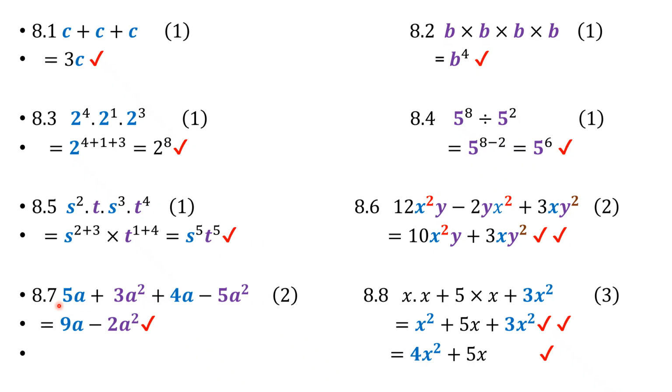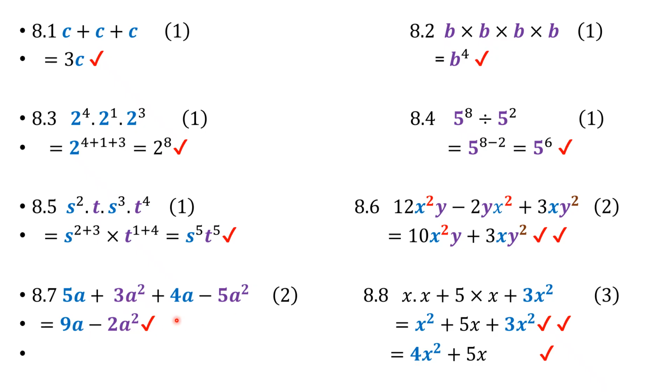Right, then 8.7, we have 5a plus 3a squared plus 4a minus 5a squared. Again, I assume you can see there in blue, I've highlighted the like terms, 5a plus 4a, and a squared minus 5a squared in purple are like terms. So 5 plus 4 gives me 9, 9a, so I have 9 apples. 3 minus 5 gives me negative 2 apples squared, or a squared. Like terms. So 1 mark for each one there.